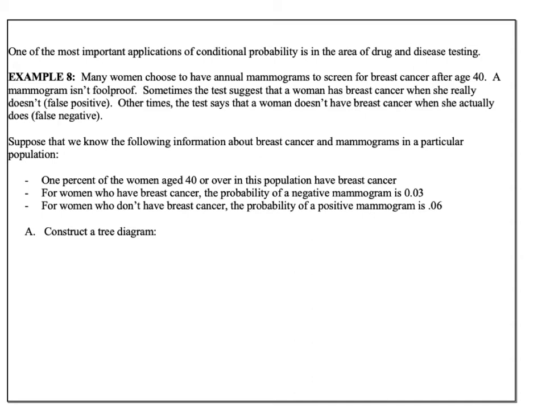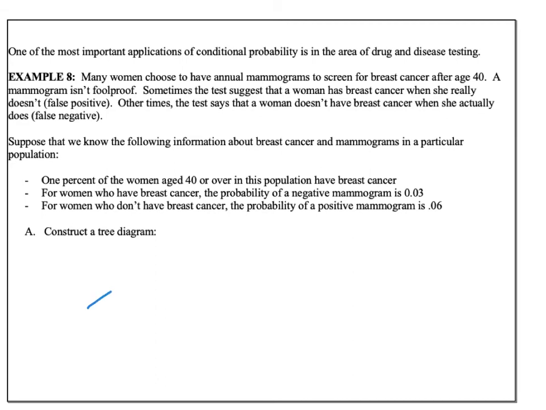Other times, the test says that a woman doesn't have breast cancer when she actually does, and this is a false negative. Suppose that we know the following information about breast cancer and mammograms in a particular population. 1% of the women aged 40 or over in this population have breast cancer. For women who have breast cancer, the probability of a negative mammogram is 0.03. For women who don't have breast cancer, the probability of a positive mammogram is 0.06. We're going to construct a tree diagram with this info.